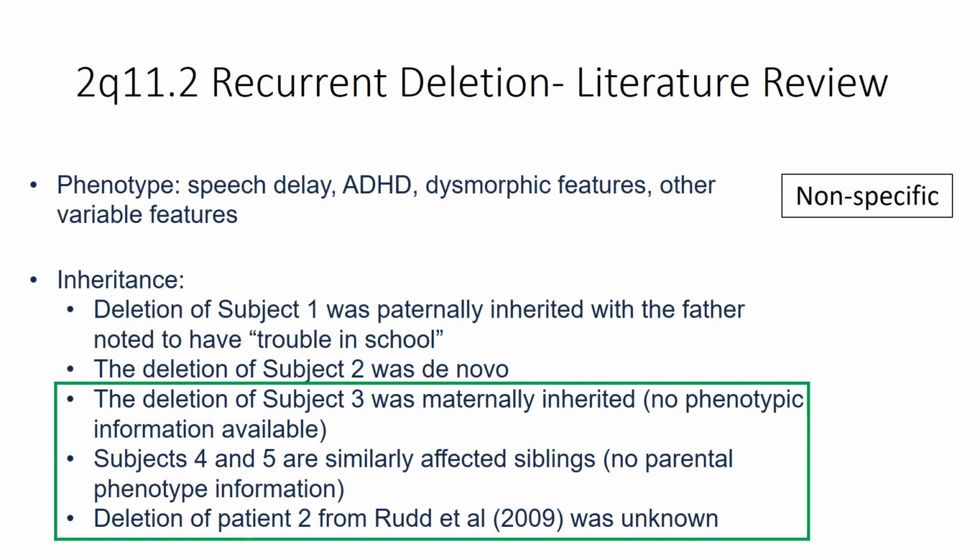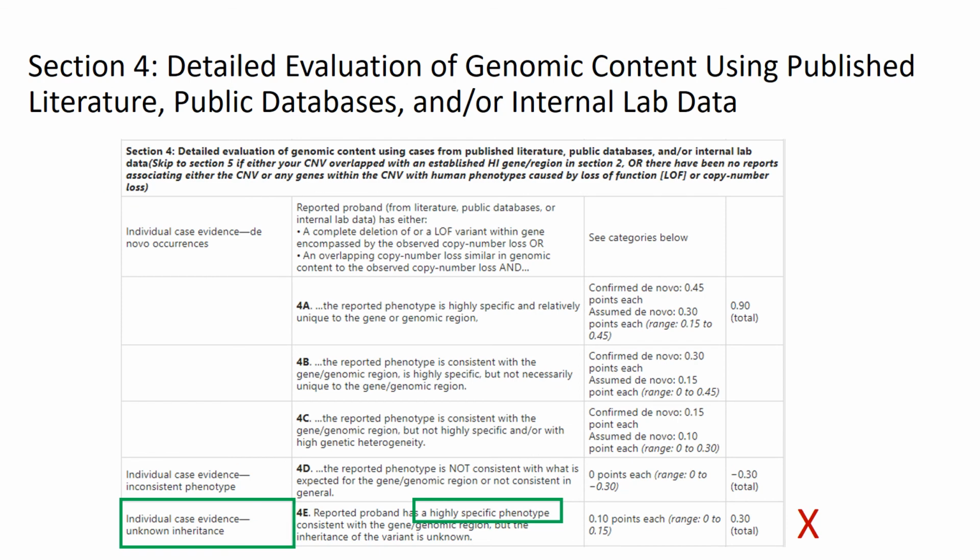In the other cases, inheritance was maternal with no phenotypic information for subject 3, presumed based on 2 affected siblings but without further information for subjects 4 and 5, or for the case from 2009, the inheritance was unknown. According to the metric, only cases associated with a highly specific phenotype can be counted if the inheritance is unknown. Therefore, these additional cases would not be scored in Section 4E.